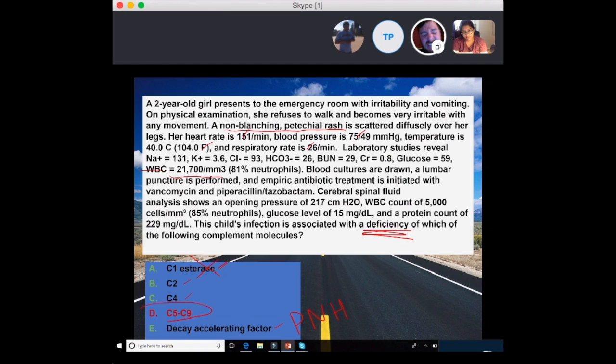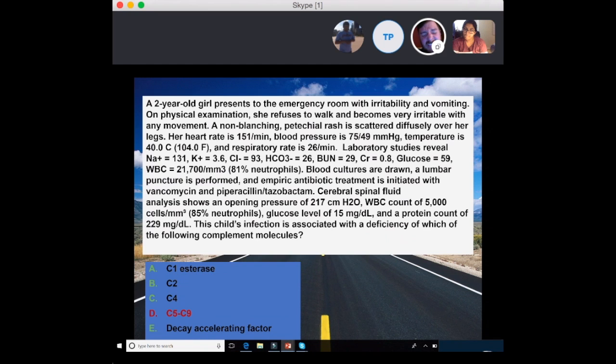So the answer is D, because this kid has a Neisseria sepsis, sepsis mediated by Neisseria infection. And we know that C5 through C9 is associated with the MAC complex. And if you don't have any of these and you lack the MAC, you're susceptible to Neisseria. I think there's an E in there. Does anyone understand that? I know it's kind of a tough question, but any questions?